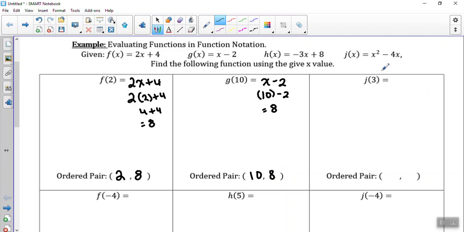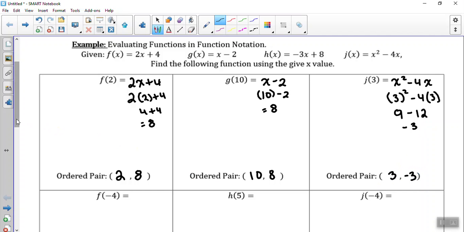This is calling the j function, which is up here. So I'm just going to bring this down and write it down. And then I'm going to plug in my input, which is 3. Always make sure you put it in with parentheses so we don't make any mistakes here. So here I have 3 squared, which is 3 times 3, 9, minus 4 times 3 is 12. 9 minus 12 is negative 3. So my input here is 3 and my output here is negative 3.